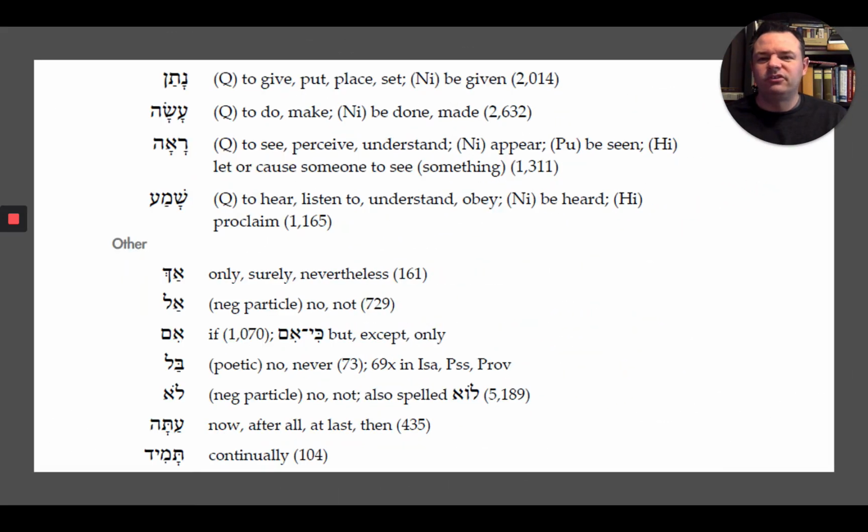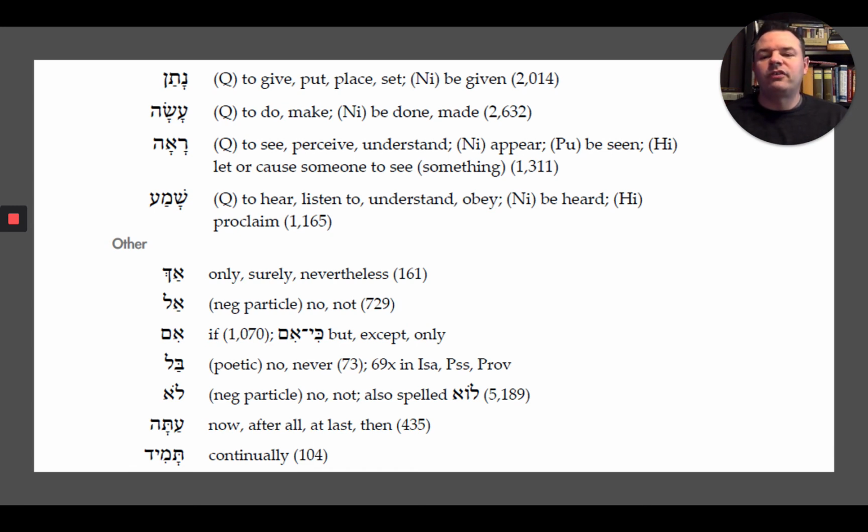Some more verbs. Natan, to give, to put, to place, or to set. Asa, to do or to make. Ra'ah, to see or perceive, to understand. Shama, to hear. So if you've ever heard of the Shema, Deuteronomy 6:4, that's this word. Shema Yisrael, it's an imperative. Hear, O Israel. Adonai Eloheinu, Adonai Echad, the Lord our God, the Lord is one.